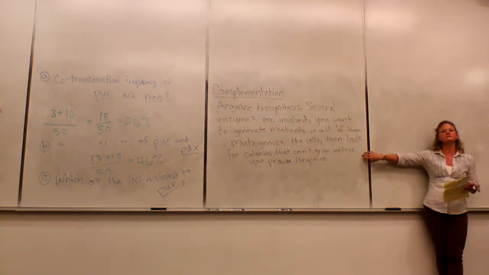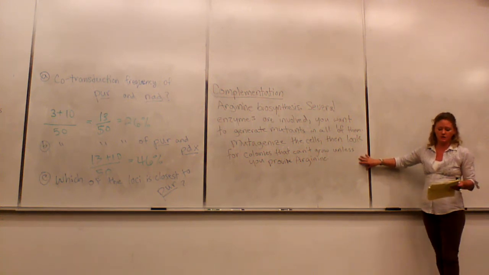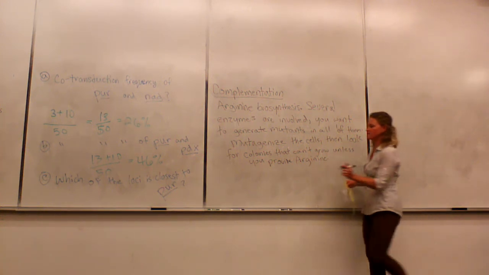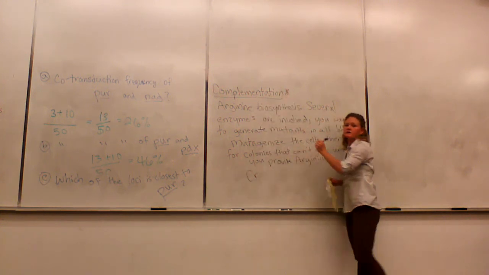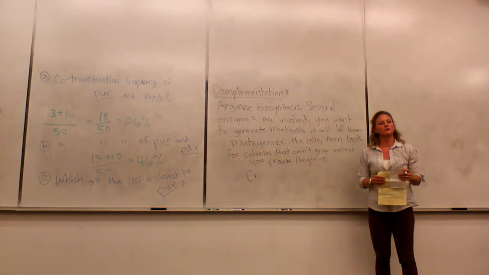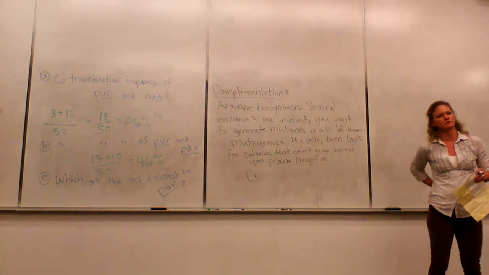So after you find these, you use the process that we talked about last time, the replica plating and selection. Then you find some of those colonies that can't grow unless you provide them arginine, and you cross those mutants. Okay? Because really we're talking about complementation, right? So what's the premise behind complementation? What does that mean? What are we looking for?